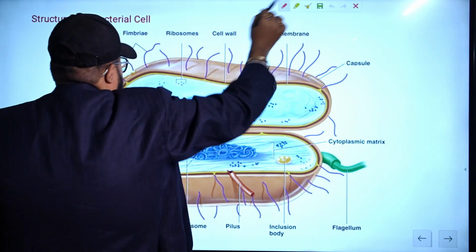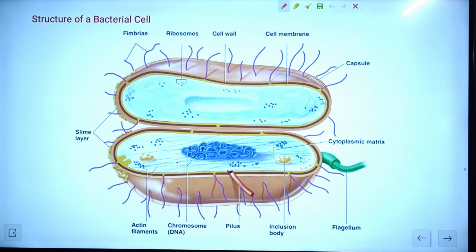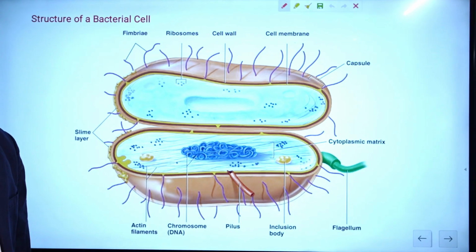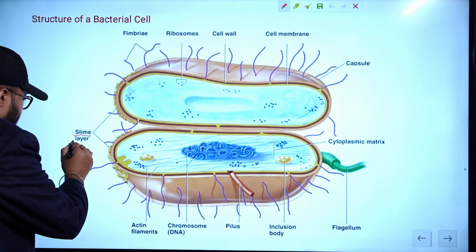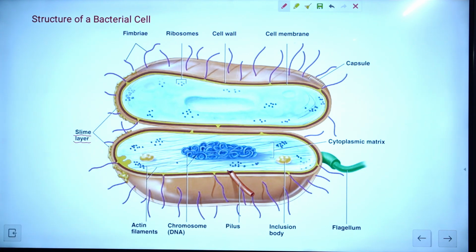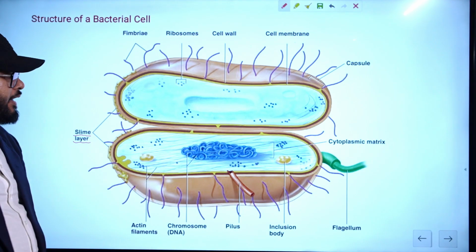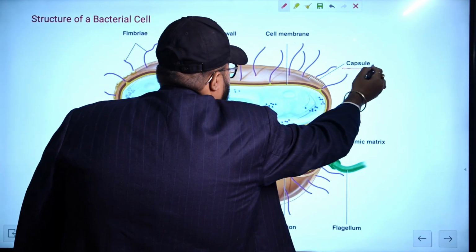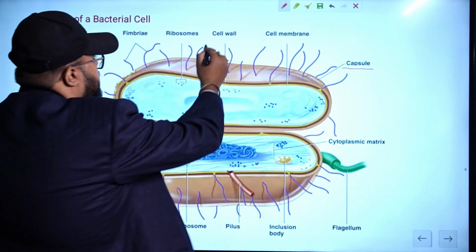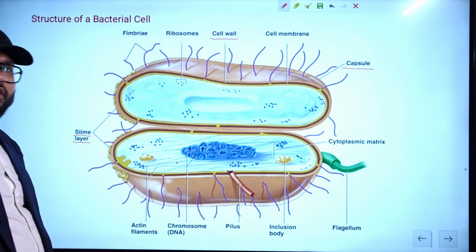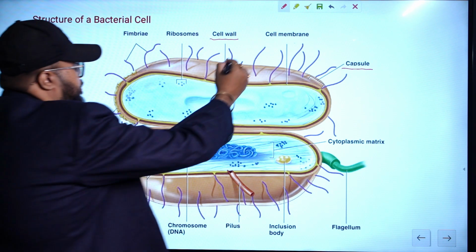This is another structure of a bacterial cell. A bacterium is shown in section. The outermost covering of the bacterial cell is called the glycocalyx. If it is in the form of a loose sheath, thin, gelatinous, then it is called the slime layer. And if the glycocalyx is hard, thick, rigid, then it is called the capsule. Just innate to the capsule, there is the cell wall, and innate to the cell wall, there is the cell membrane.